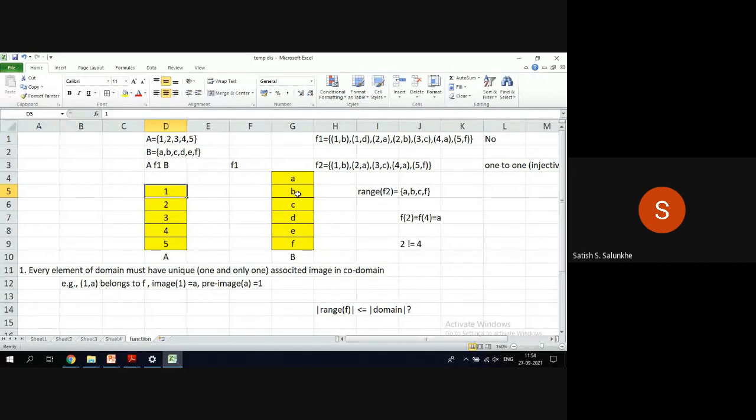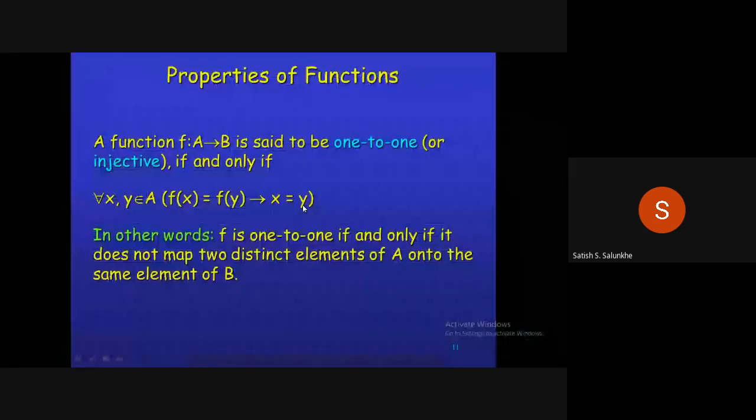Clear now? Any doubt regarding this? No, sir. Okay. So let us try to understand now some other property.